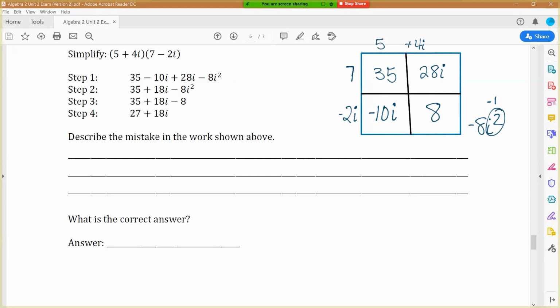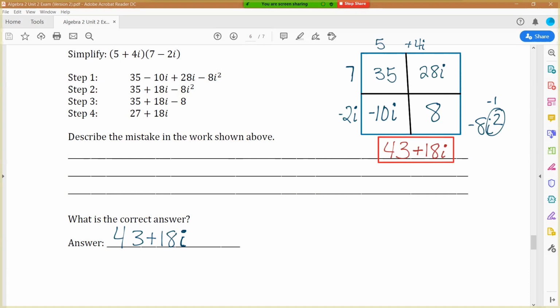When I combine like terms here, 35 plus 8 is 43. 28i minus 10i is 18i. So that right there should be my correct answer. So this is my correct answer. I could actually go ahead and write that on my correct answer line. So 43 plus 18i. So I don't forget that.